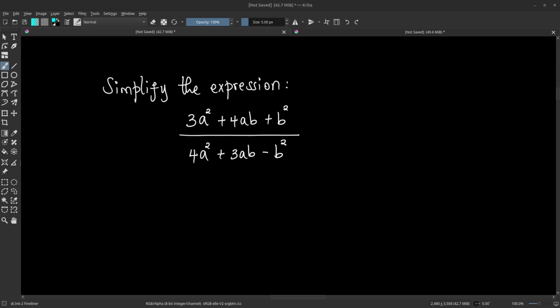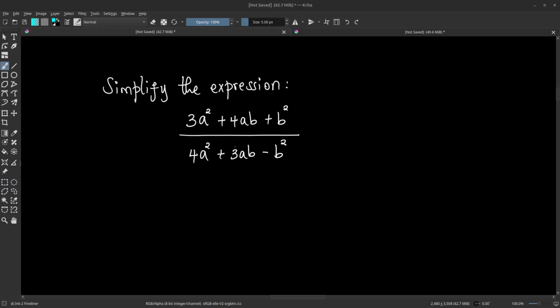Hello, in this question, we are asked to simplify this expression. On the numerator, we have 3a squared plus 4ab plus b squared, and on the denominator, we have 4a squared plus 3ab minus b squared. The first thing to notice is that both the numerator and the denominator are quadratic expressions.